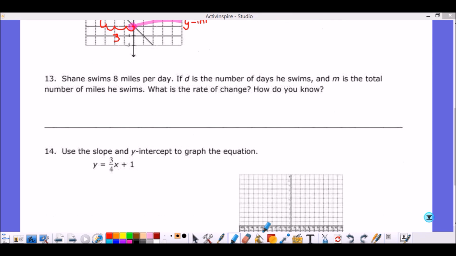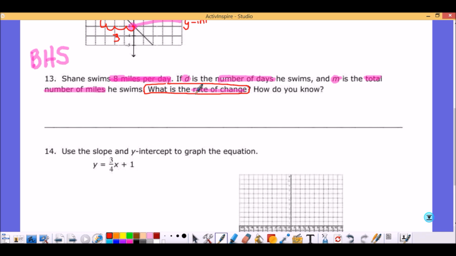Problem number 13, what we want you to do is... Shane swims 8 miles per day. So that's important. If D is the number of days he swims, M is the total number of miles he swims, what is the rate of change? So the question that they're asking is, what is the rate of change? This is also another way of asking you, how do you find the slope?